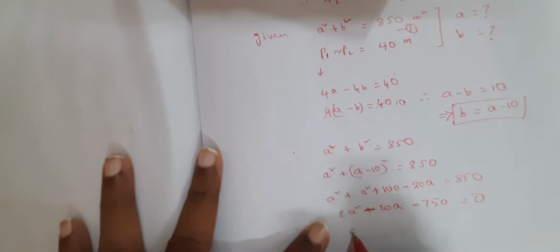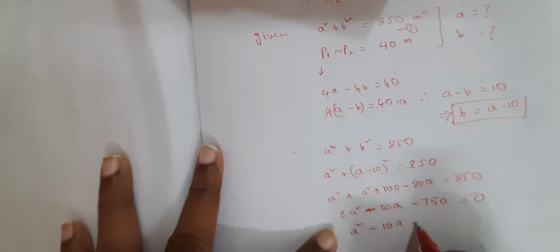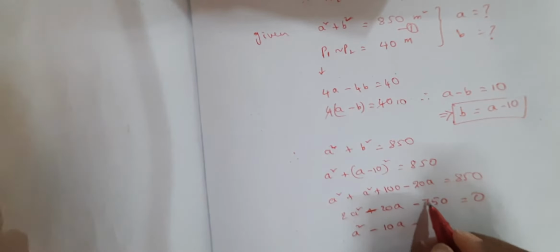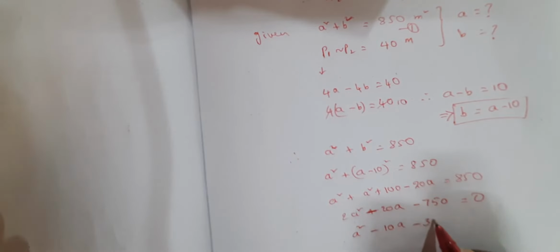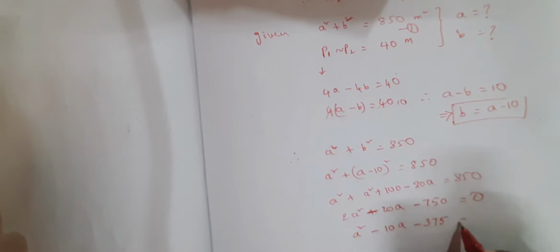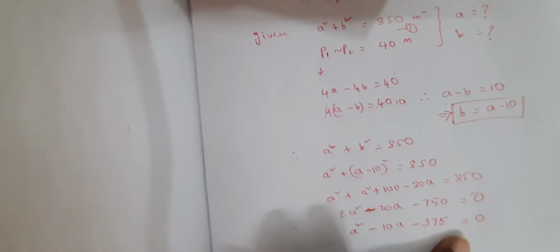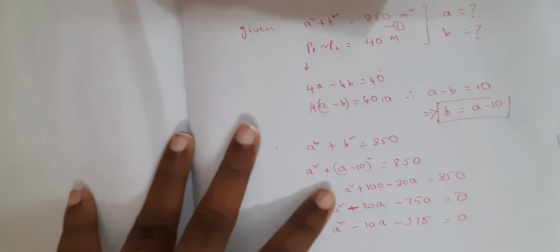Now taking 2 common, A square minus 10A minus 750 by 2. 2 3s are 6, 2 7s are 14, 2 5s are 10. So A square minus 10A minus 375 is equal to 0. This is the equation we got. Now if you know A, you can solve for B, isn't it?